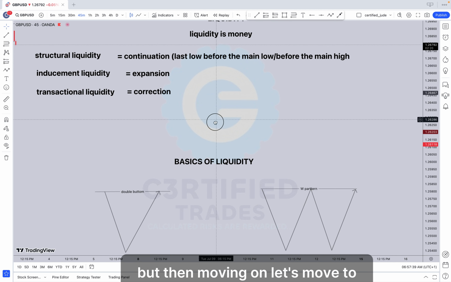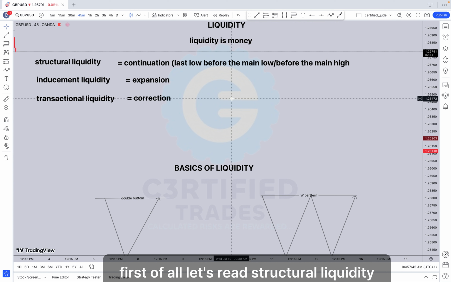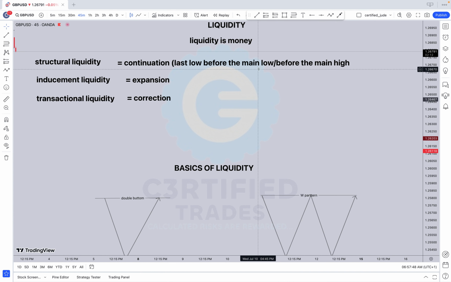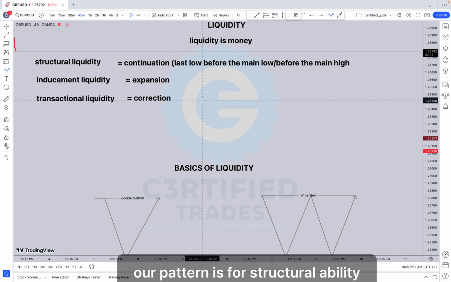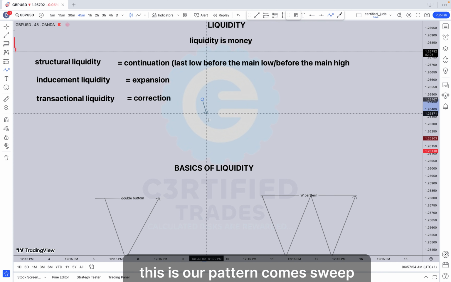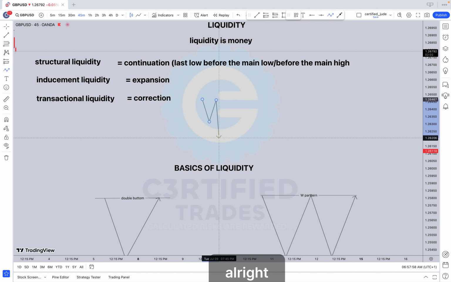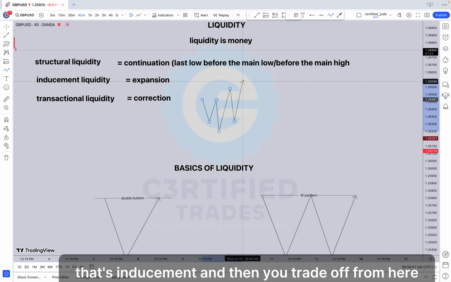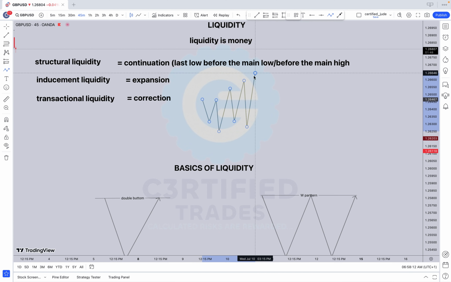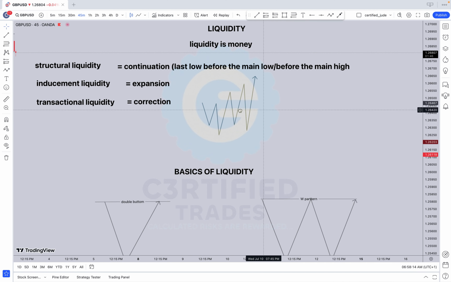But then moving on, let's first treat structural liquidity. As you all know, our pattern for structural liquidity is this: sweep, then break, that's inducement, and then you trade off from here. I'll explain that.